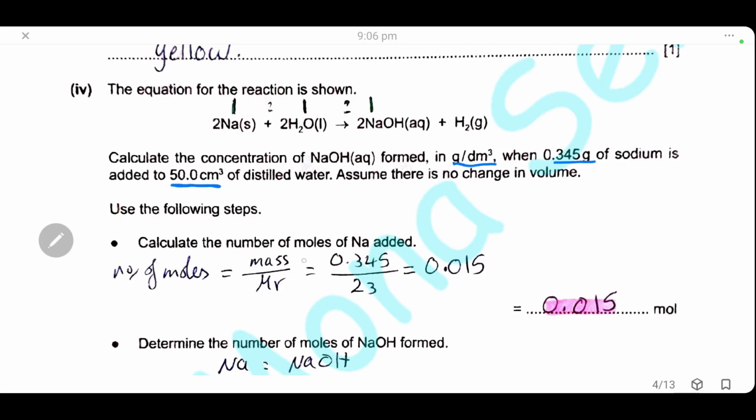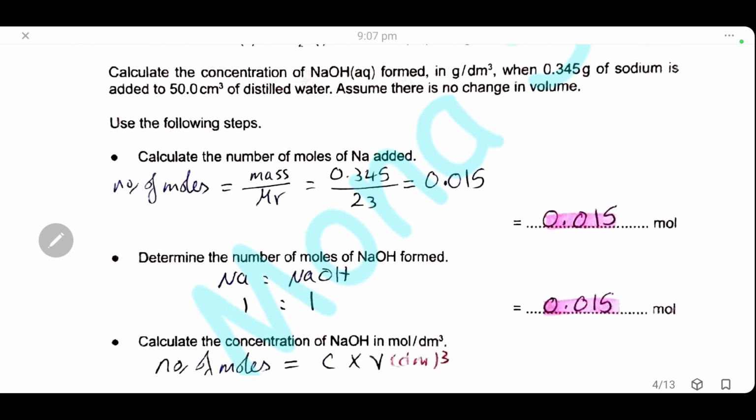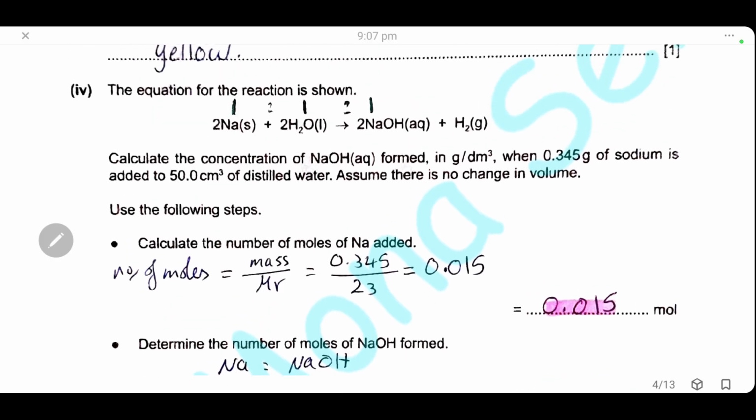First, we will calculate the number of moles of sodium. The mass divided by the atomic mass of sodium will give us the number of moles. So this is the mass given here, 0.345 divided by 23, which is the atomic mass of sodium, and the number of moles of sodium will be 0.015 moles. Then, to calculate the number of moles of sodium hydroxide formed, we will refer back to the equation here.